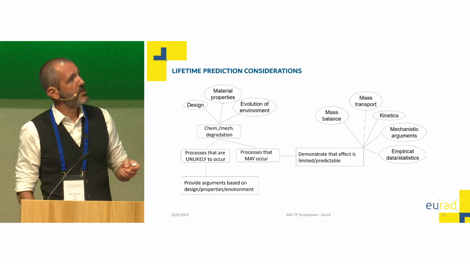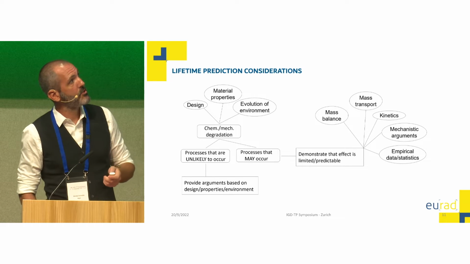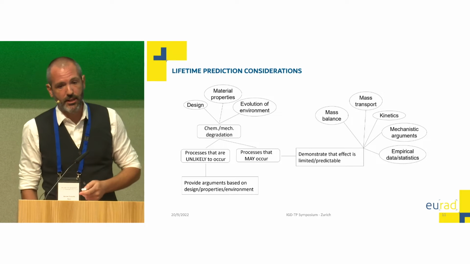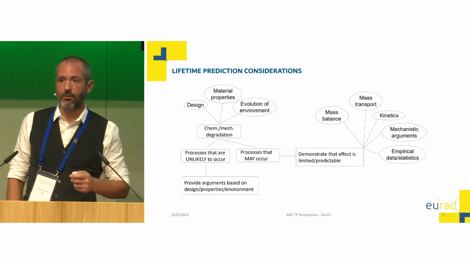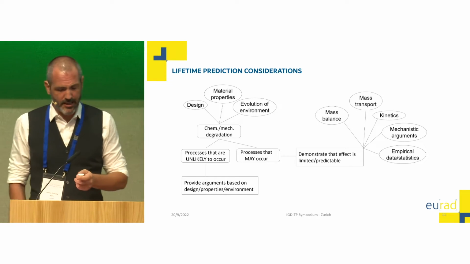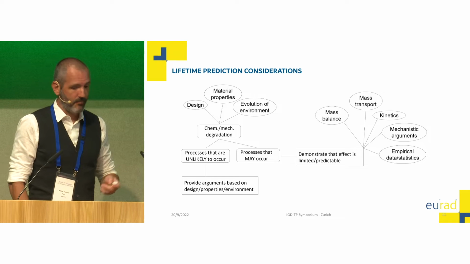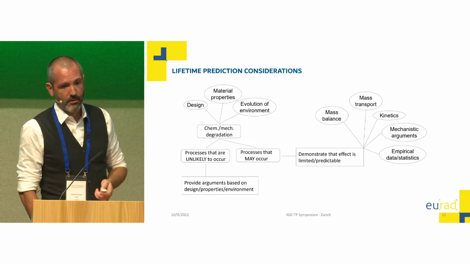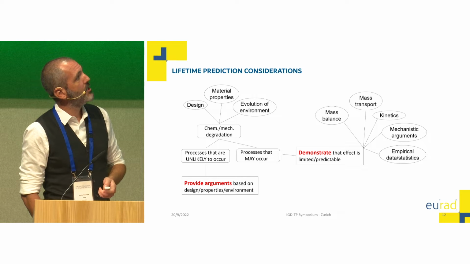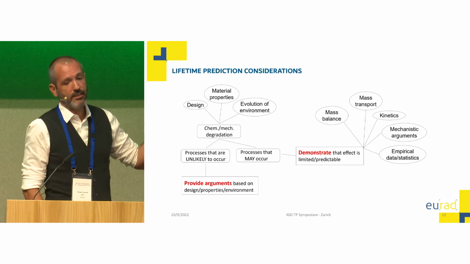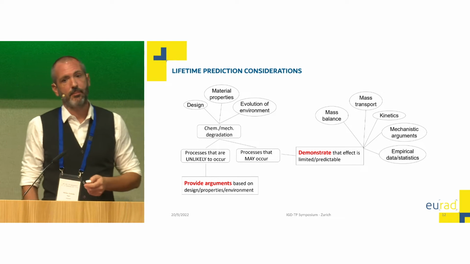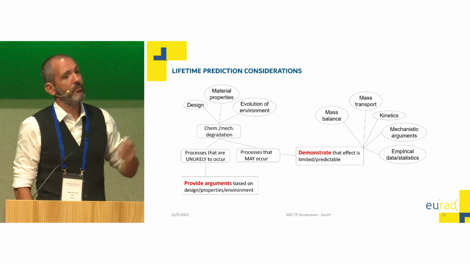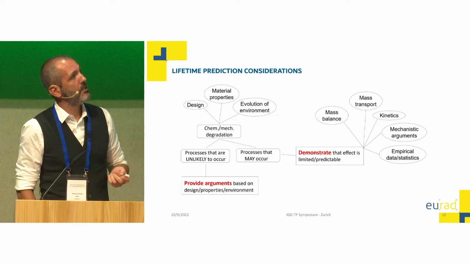And in order to do this demonstration, this prediction, you have a number of tools at your disposal that are shown there on the furthest right. You can do mass balance calculations or mass transport limitation, kinetics, mechanistic arguments, etc. So this is how we end up predicting how long a canister will live. And of course, the keywords here are provide arguments and demonstrate predictability. This is our output. This is what we use to convince people that we know what we're talking about.